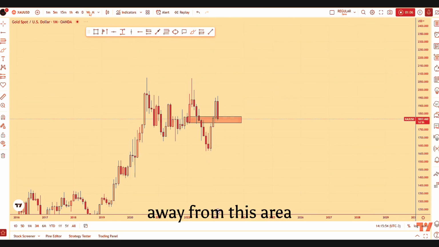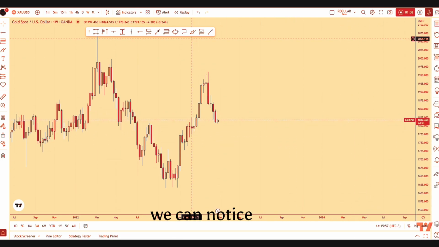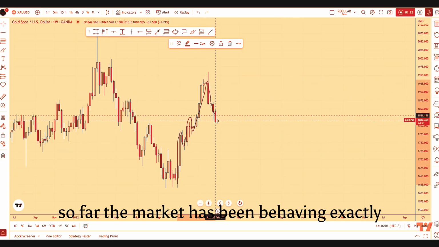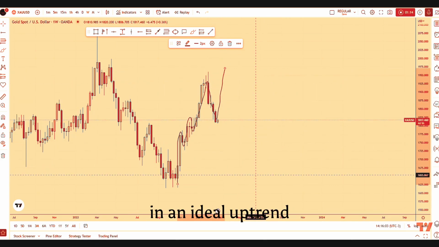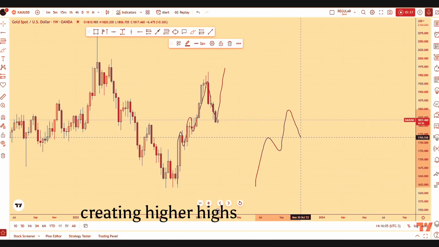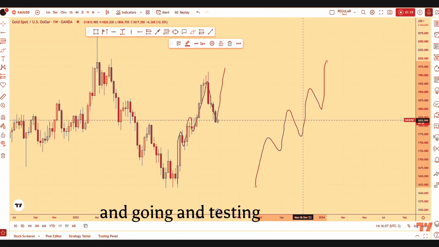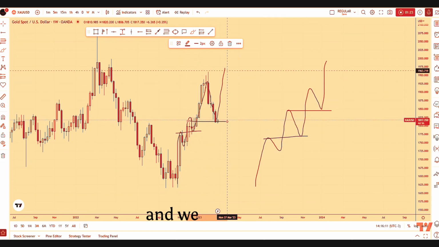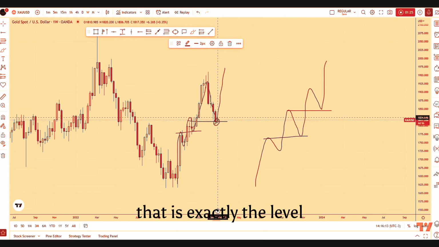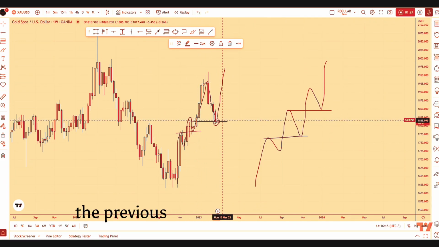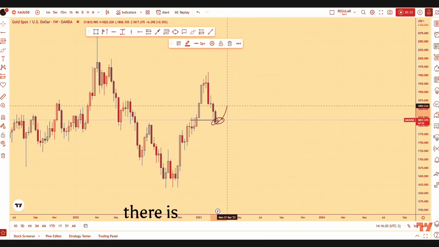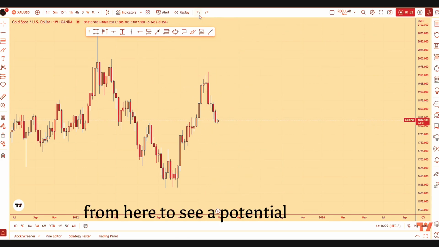Dropping down to the weekly, we can notice how from a weekly perspective so far, the market has been behaving exactly as we usually expect in an ideal uptrend, creating higher highs and higher lows and going and testing every time the previous resistance turned support. And we can see how at the moment that is exactly the level that the market is currently testing, the previous resistance turned support.